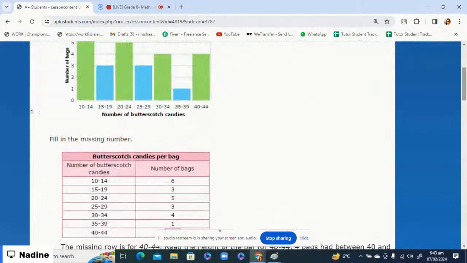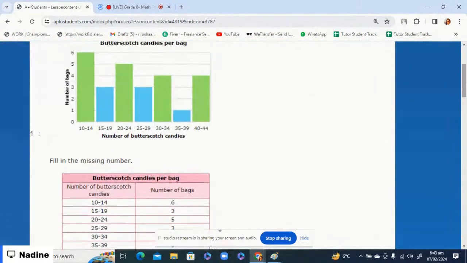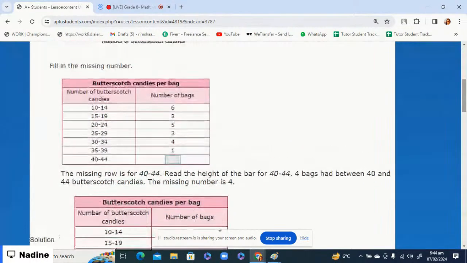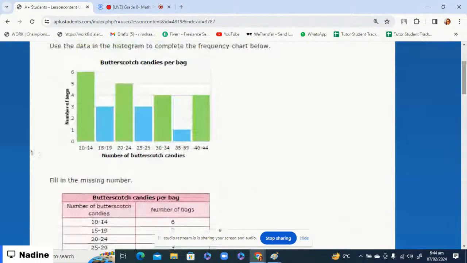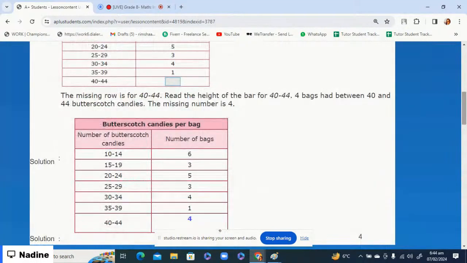Just check it out. 10 to 14, how much is it? This is 6. Count, write it. 15 to 19, how much is it? It's 3. 20 to 24, how much? It's 5. 25 to 29, how much? It's 3. 30 to 34, how much? It's 4. 35 to 39, how much? It's 1. 40 to 44, how much? It's 4. Okay, just check it out here. Then we just write it, it's 4.